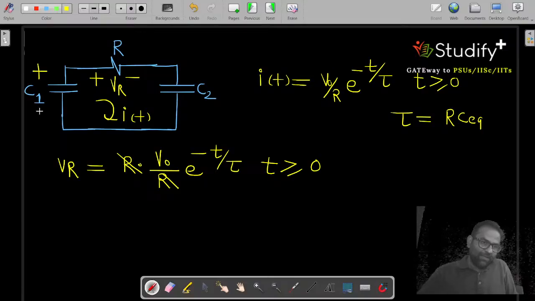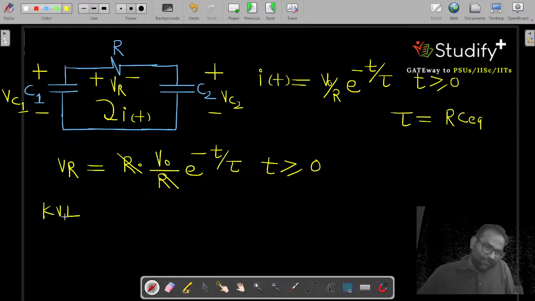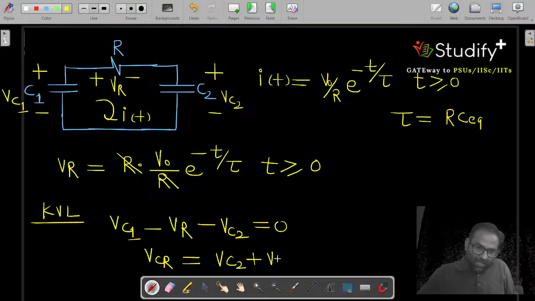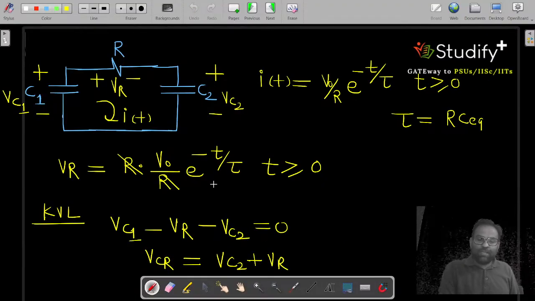Suppose this is my VC1, then I can write the value of VC1 also. If this value is VC1, you can use the original formula also, or you can use KVL also. This potential is given as VC2. So by applying KVL, you can say VC1 minus VR minus VC2 equal to 0. So VC1 equals VC2 plus VR. And VR we also know, and VC2 we also know, and you can verify the result also.